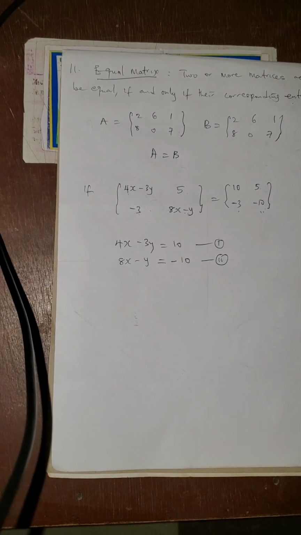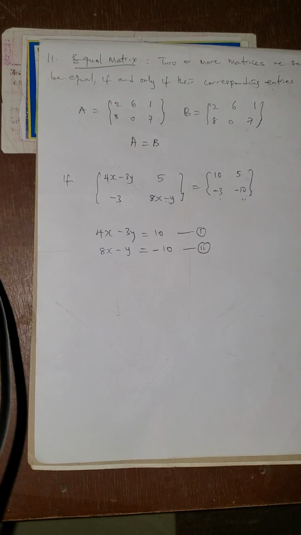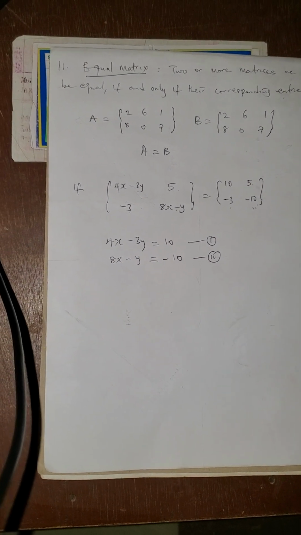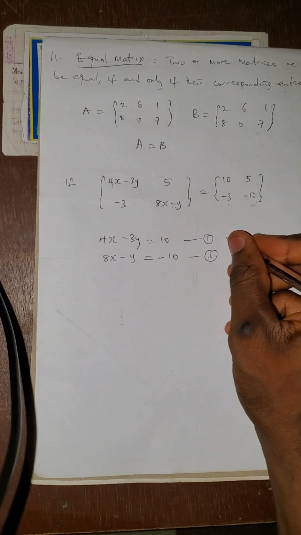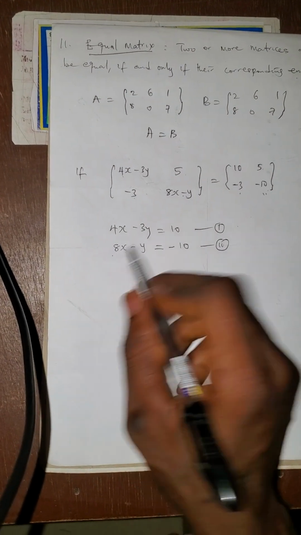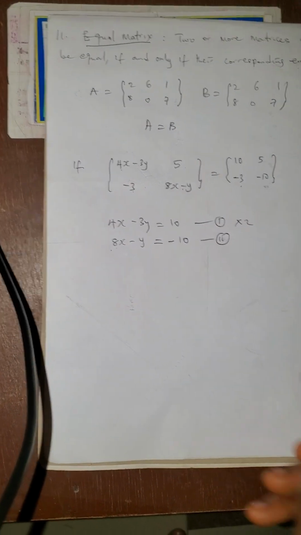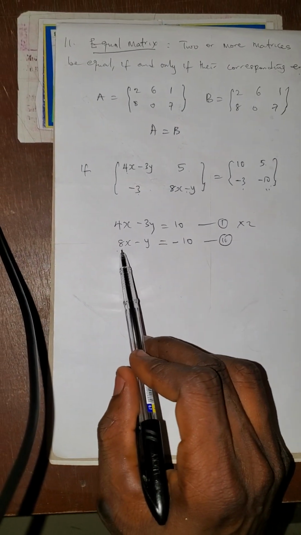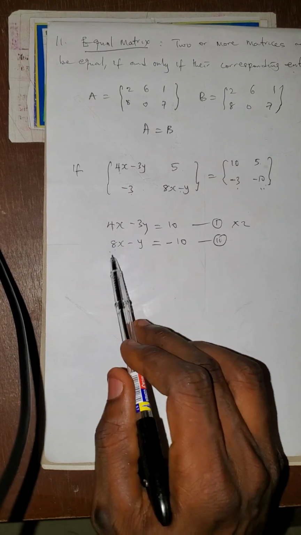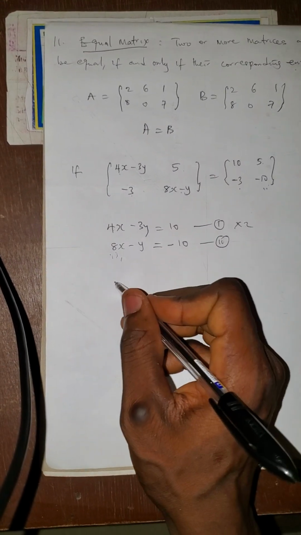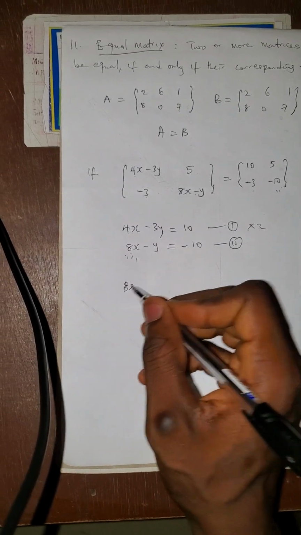We have different methods we can use. Let's use this method. Let's multiply equation 1 by something that can cut this. So let's multiply equation 1 by 2, so that the x here has the same coefficient. Let's do that. 2 times 4x, that's 8x.